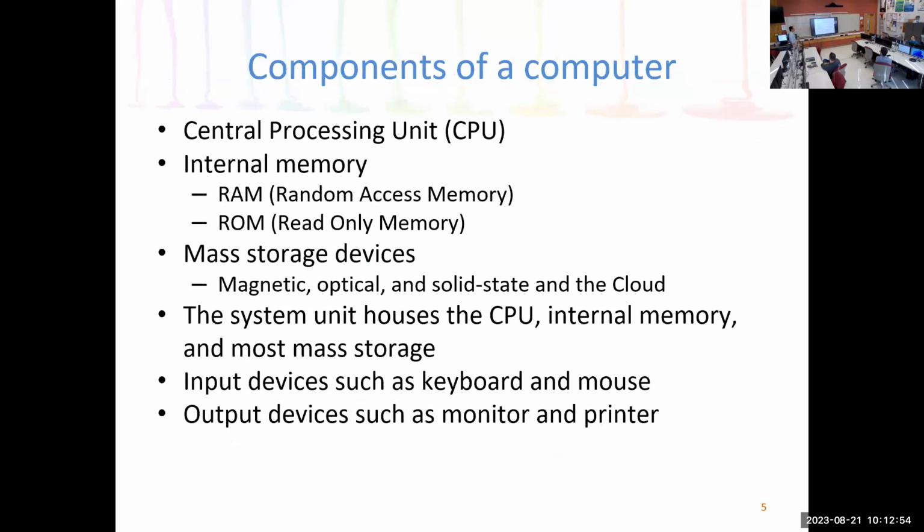Now the components of a computer. The brain of the computer is the central processing unit, the CPU, which handles processing, calculation, algorithms, everything. You also have internal memory. RAM, the random access memory, means you can write again and again, but remember that when you restart, everything is gone. And ROM is read-only memory, which gives instructions for the hardware.